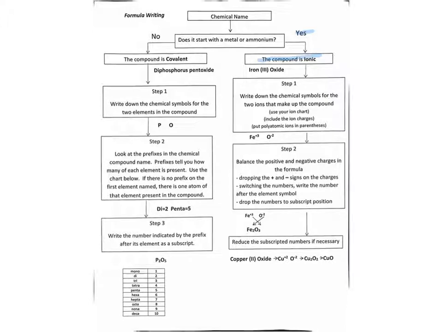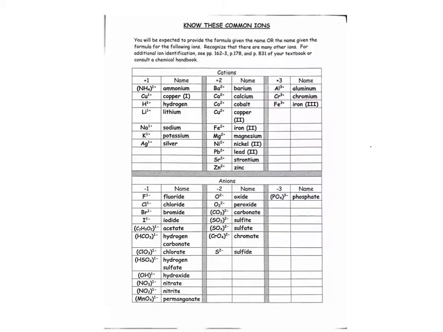So step 1, I'm going to write down the chemical symbols for the 2 ions that make up the compound. I just write the symbols. I'm going to look those up using my ion chart, and I want to make sure that I include those charges. If it's polyatomic, I'm going to put it in parentheses. What I'm dealing with here in the problem is calcium, and it's calcium oxide. There's always going to be a positive paired with a negative, opposites attract. I'm just going to look those up and write out those ions.